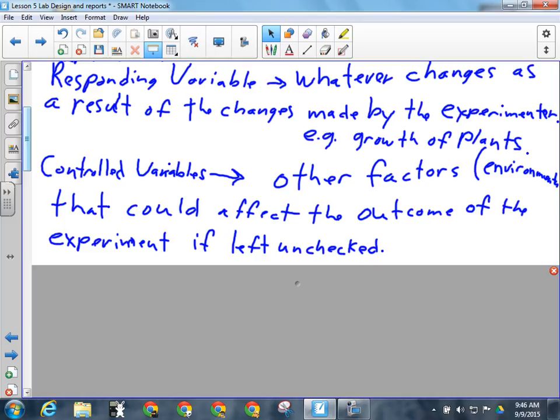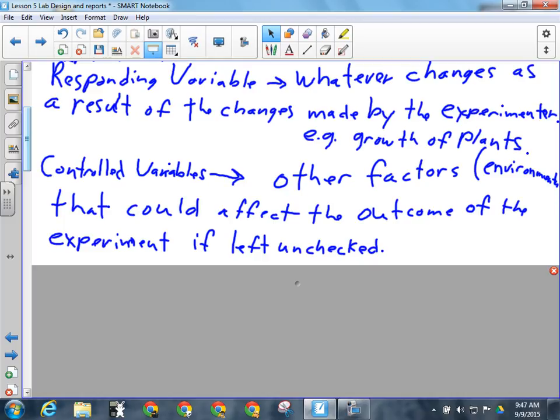I don't want to have them all in different places and have one growing at like 2 degrees Celsius and another one growing at 20 and another one growing at 50. They're definitely going to have different rates of growth because the temperature is different. So controlled variables have to be exactly that, controlled. They could affect the outcome of the experiment if we don't. Generally, those become our sources of error. If we find something was weird in the lab, it's usually because we missed a controlled variable.